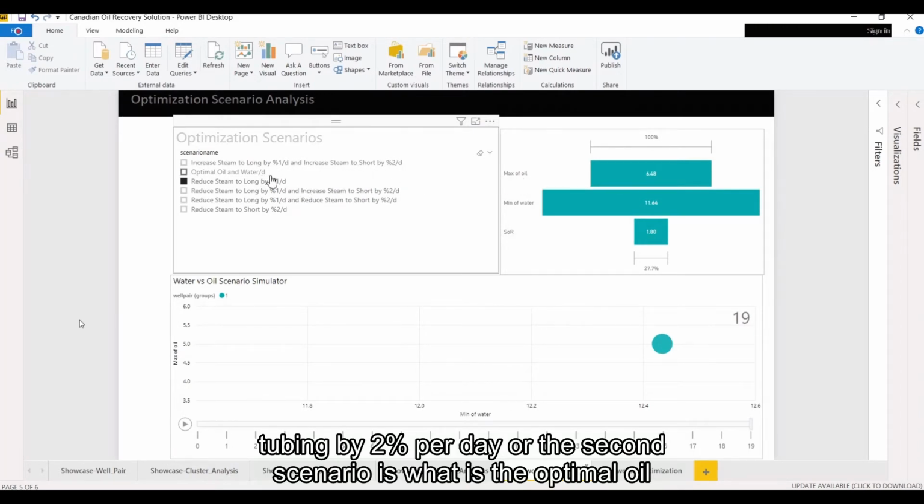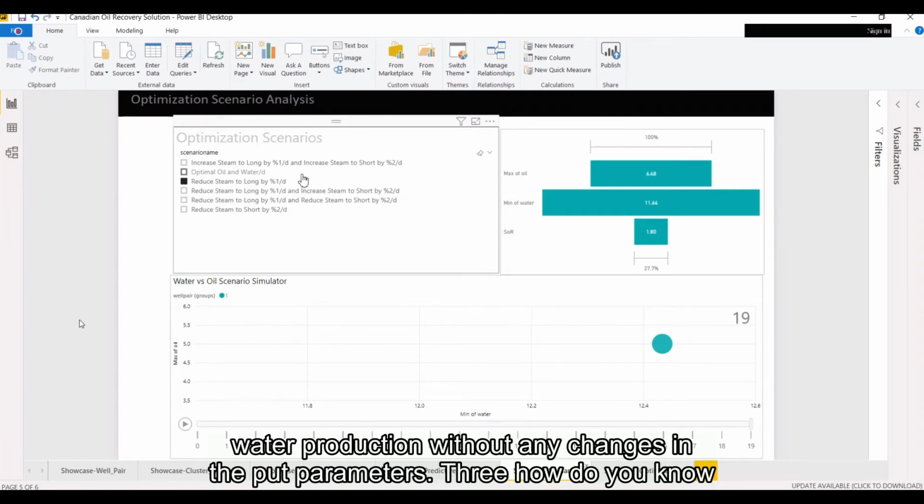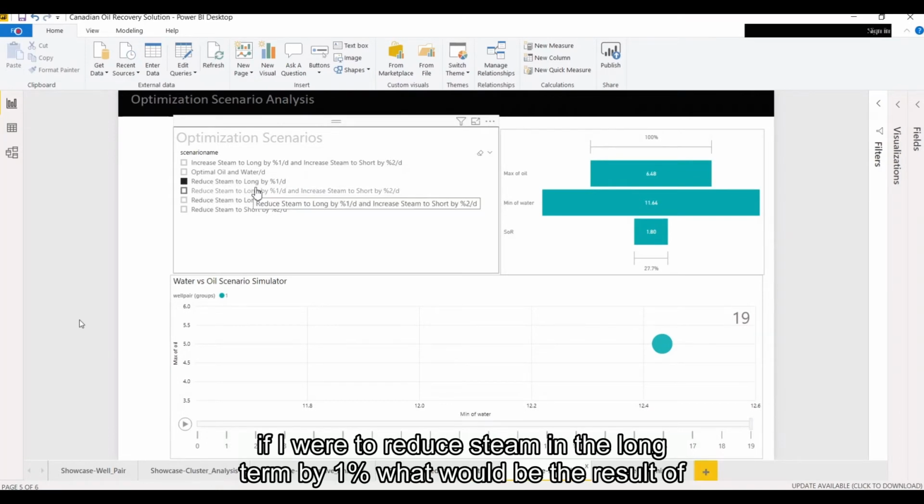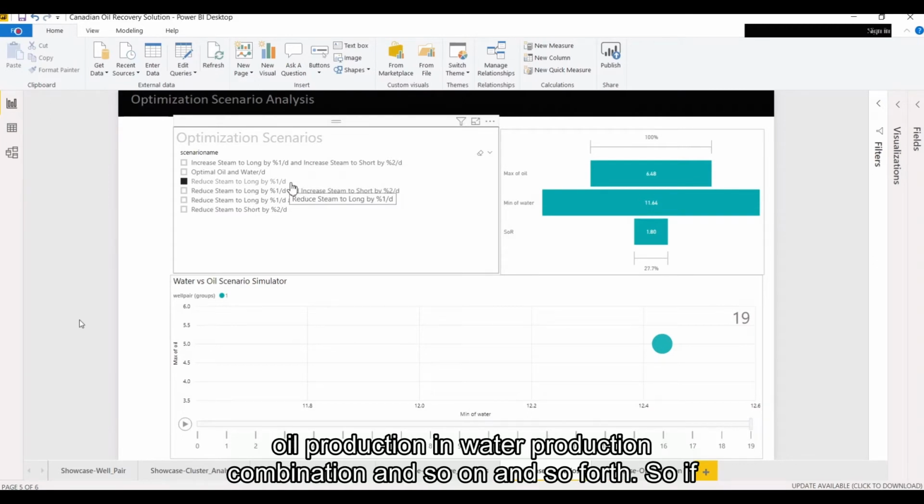Or the second scenario is, what is the optimal oil and water production without any changes in the input parameters? 3, if I were to reduce steam in the long tubing by 1%, what would be the result of oil production and water production combination, and so on and so forth.